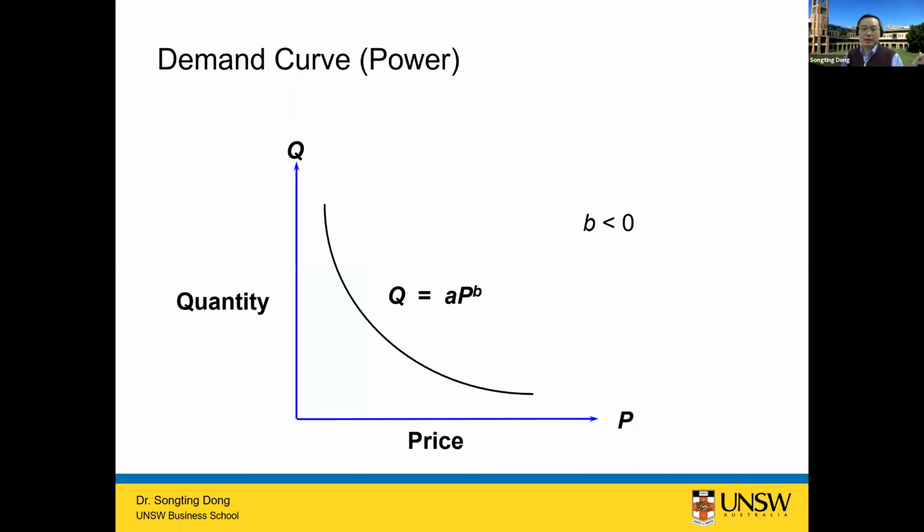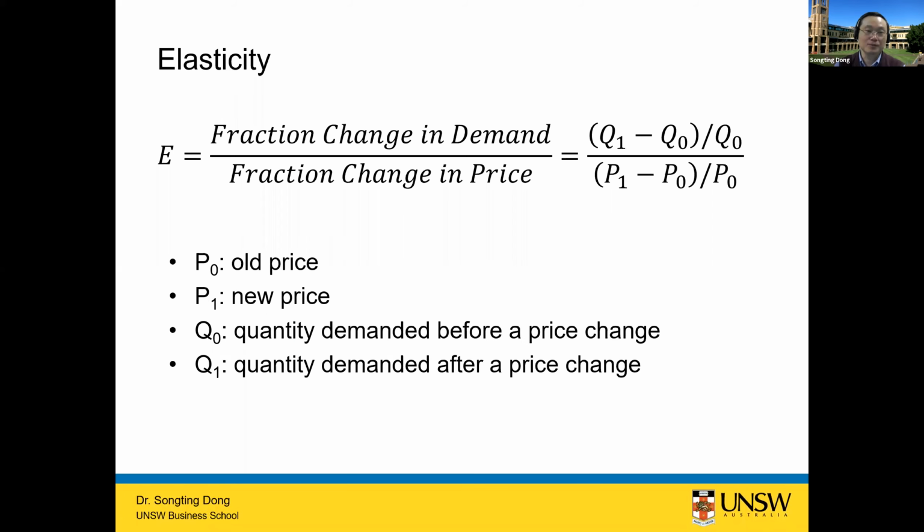Another one is this power curve, the power demand curve. It's like that. When price increases, as expected, the quantity should drop, but it doesn't drop linearly, it drops as a curve. This has a good feature that the price elasticity is constant. I will show you another form later.